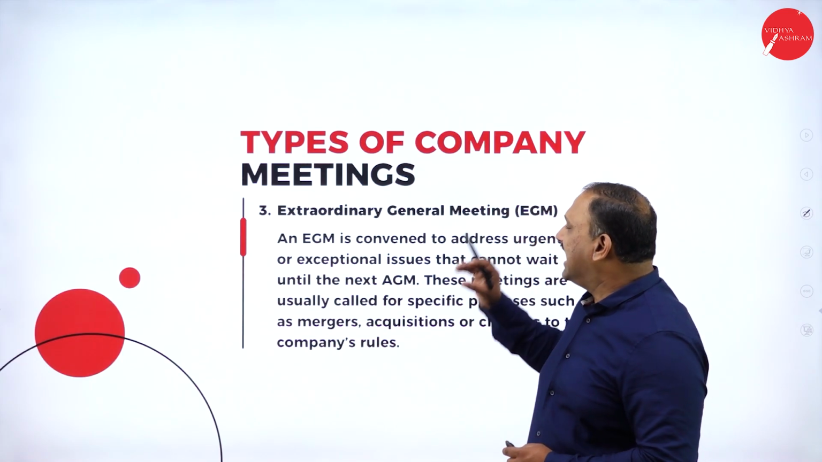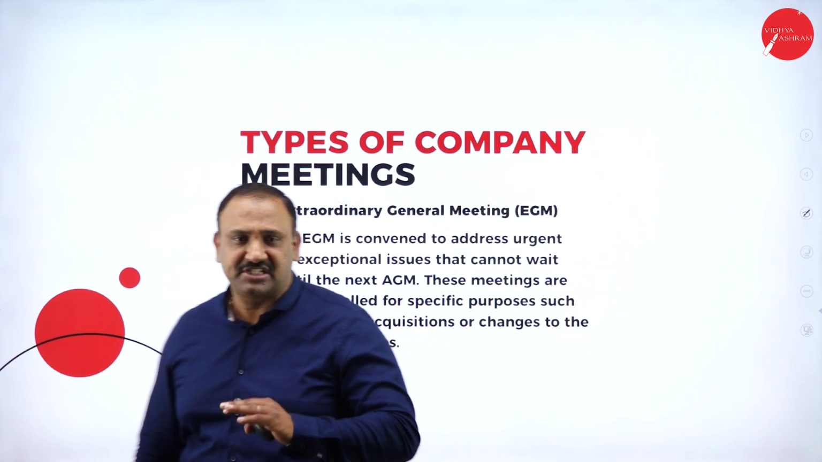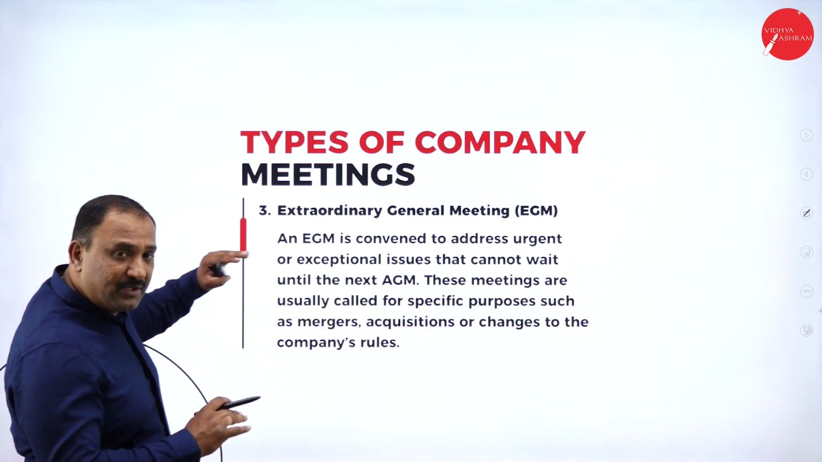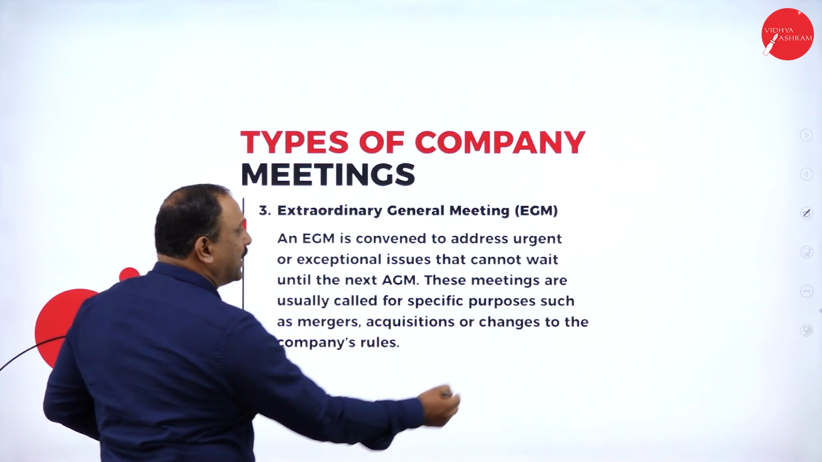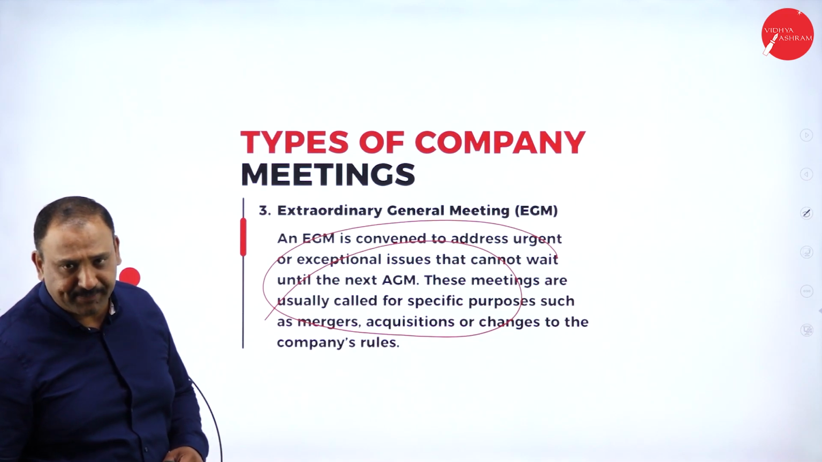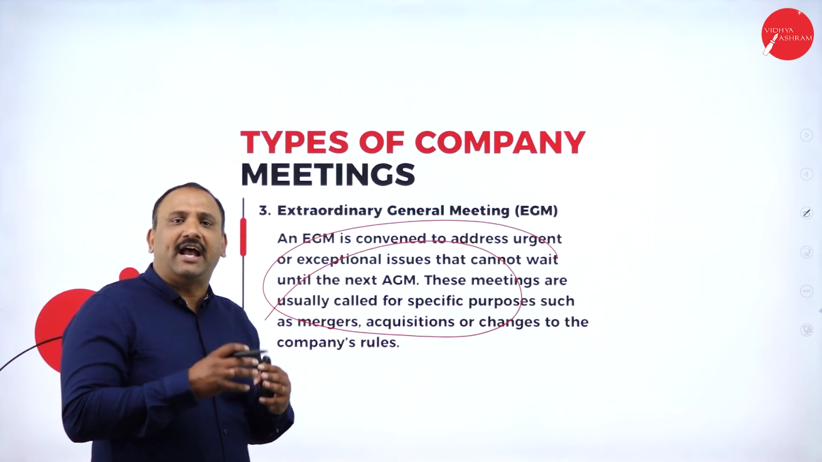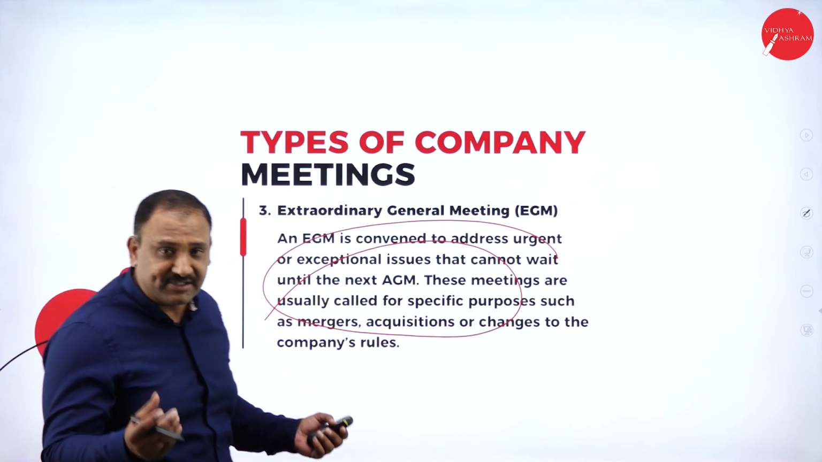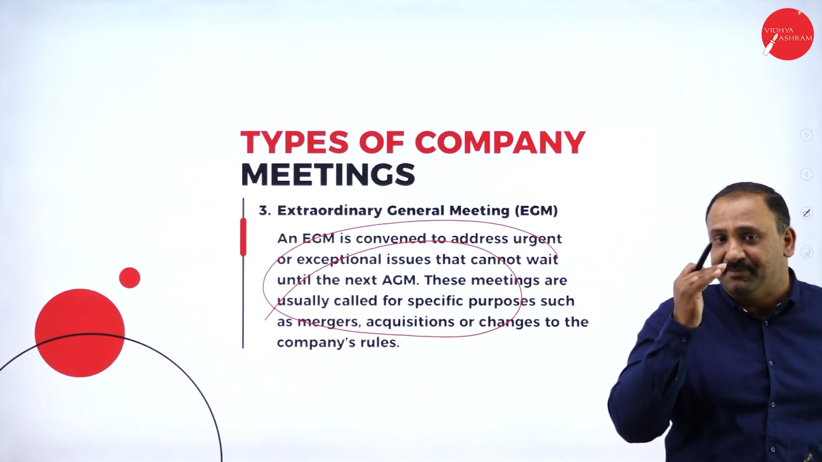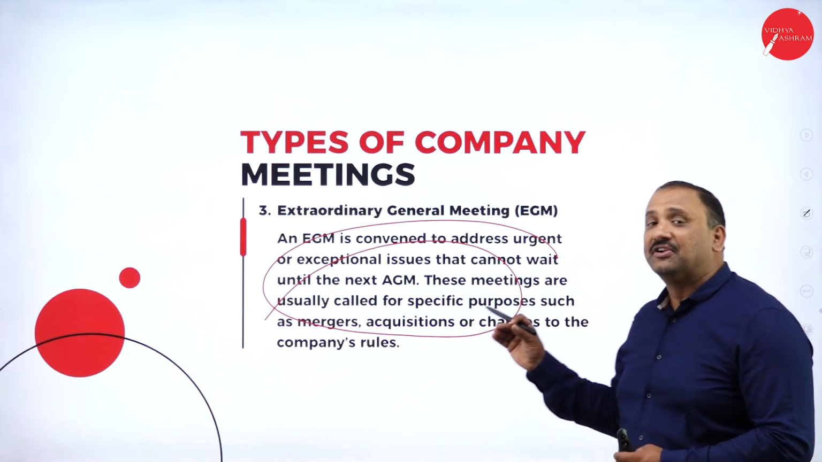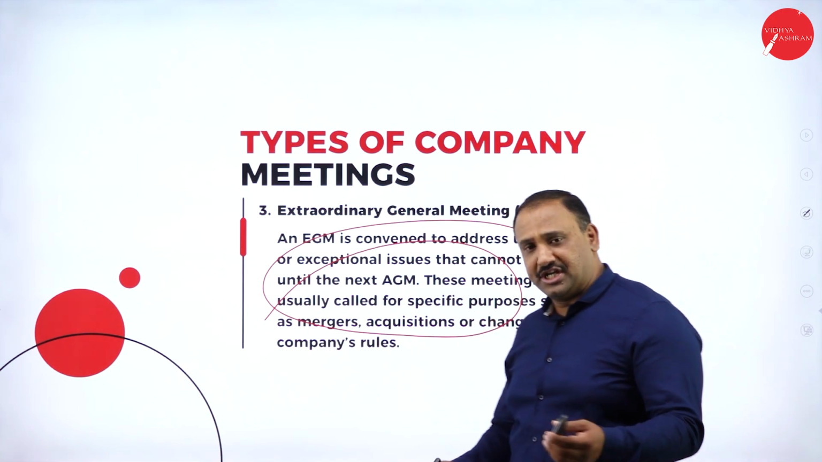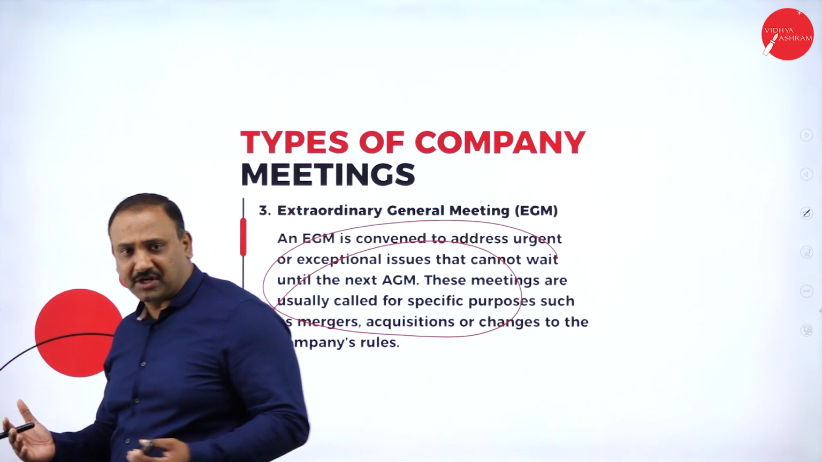Now, moving further, the extraordinary general meeting. An EGM is slightly different from the AGM. Many people get confused, but nevertheless, we will now clarify it. An EGM is convened to address urgent, exceptional issues that cannot wait until the next AGM. An EGM is something like an ICU kind of situation. It's an intensive care unit. You cannot make the patient wait for the next moment. He needs immediate attention. That means the company also requires immediate attention on a pressing issue. It might be a merger, an acquisition, a change in company rules, or a change in the managing structure altogether.